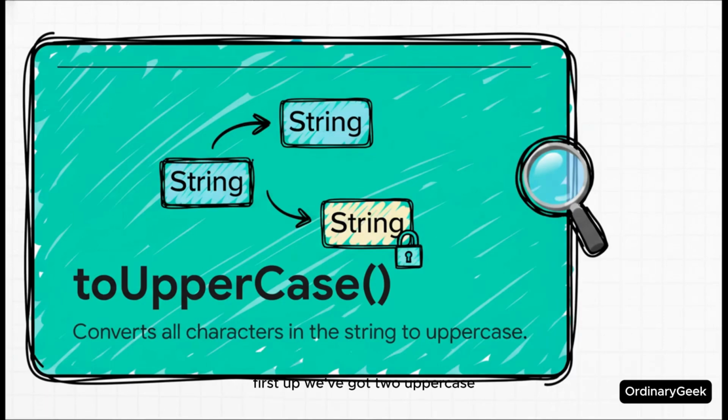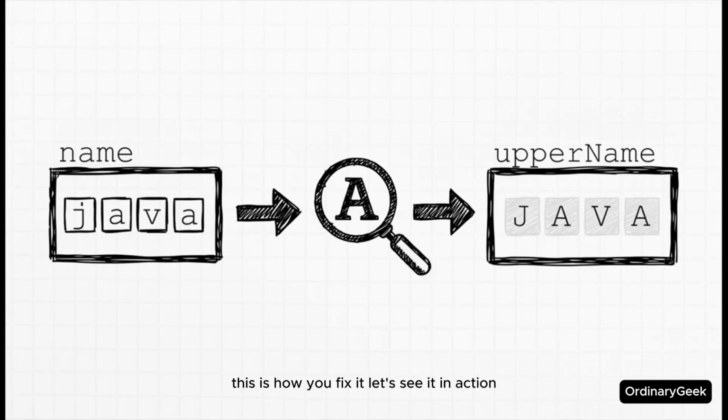First up, we've got toUpperCase. This one is so useful for things like standardizing user input. You ask someone for their name and they type it all in lowercase. This is how you fix it. Let's see it in action. Pretty simple. We've got a string name with the value "Java". We call the toUpperCase method right on it, and we catch the result in a new variable, upperName.